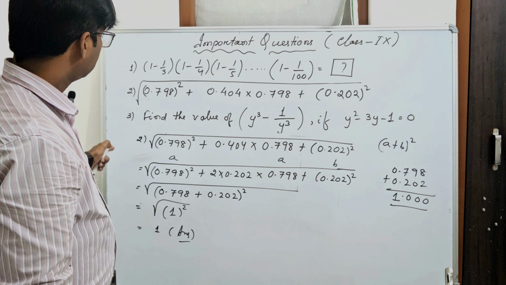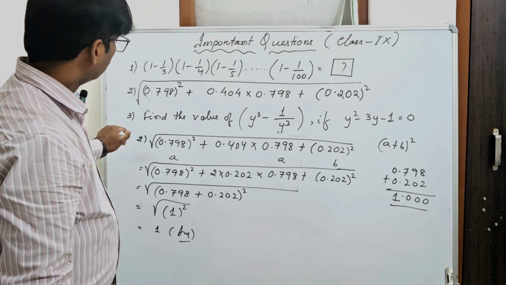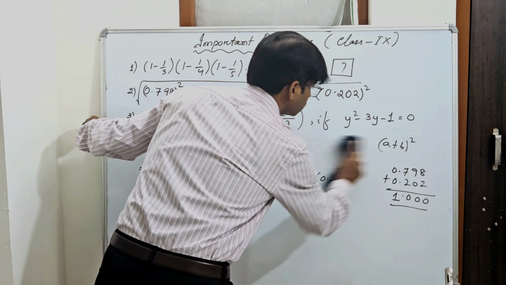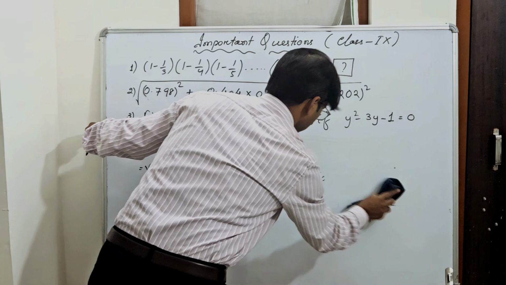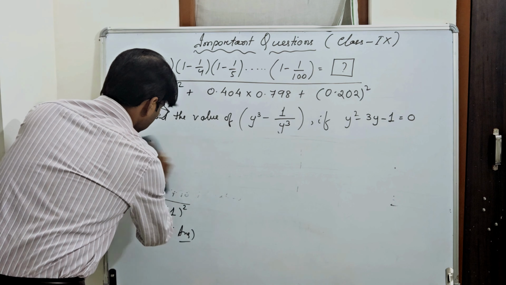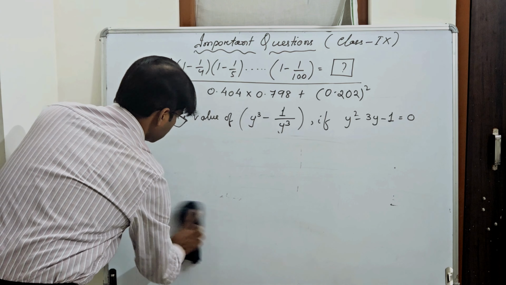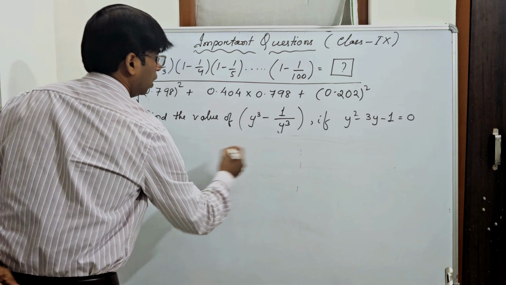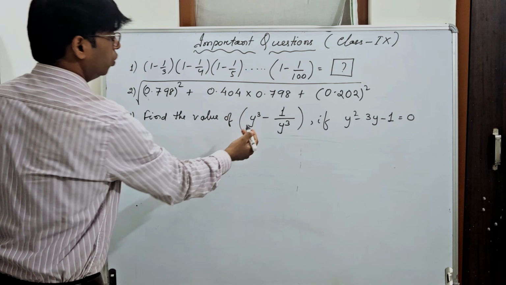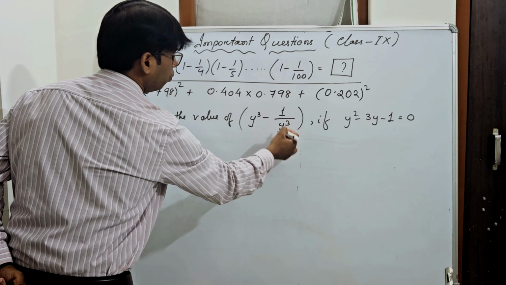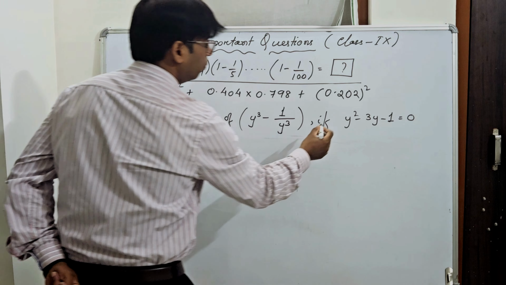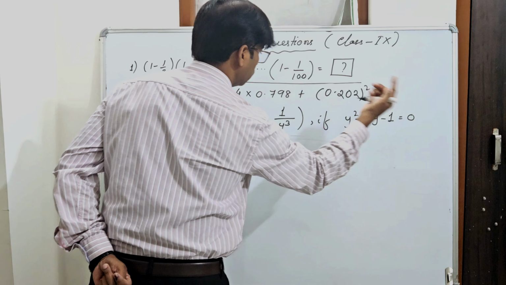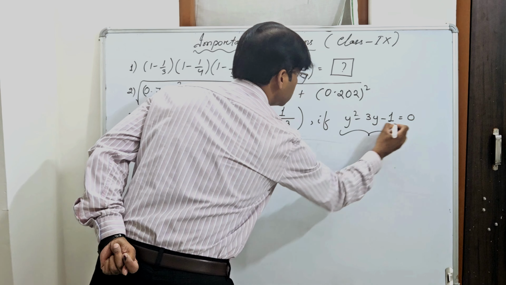So let us now again solve the last question, question 3. Let us see how it can be easily solved and what steps we have to consider. This is a typical question, or we can say a unique question here. We have to find out the value of y³ − 1/y³. But the condition is given: y² − 3y − 1 = 0. So we have to use this.